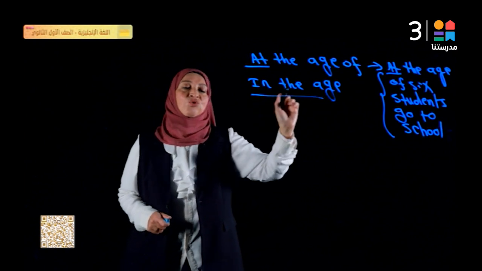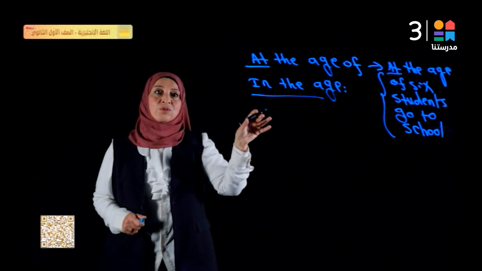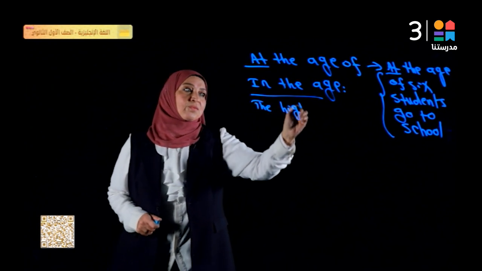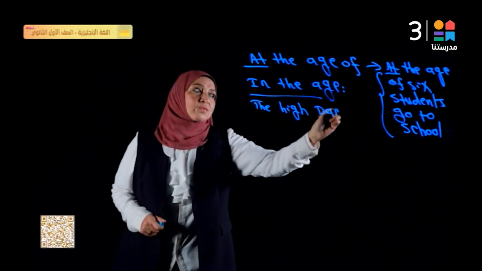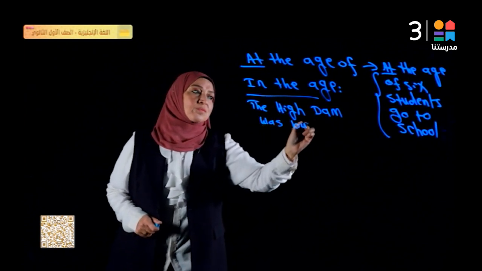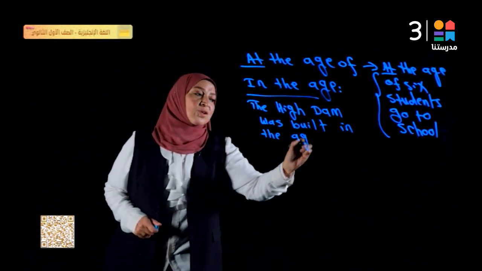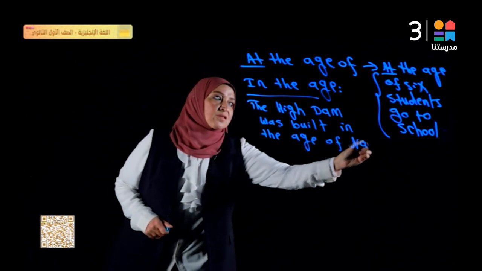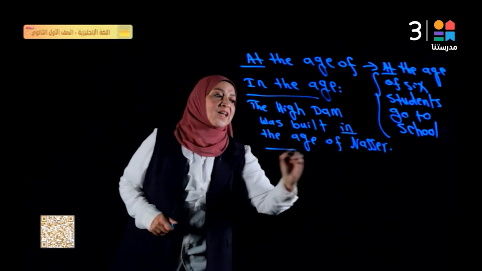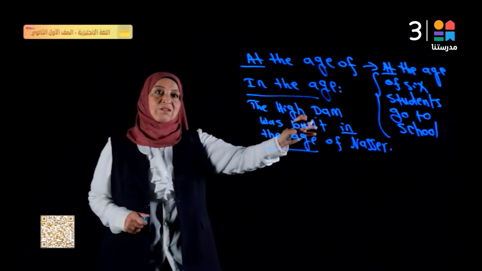What about in the age? When we say in the age, it means in the time, in this era, in this period of time. So we can say the high dam was built in the age of Nasser. So here we say in the age, not at the age. It means in this period of time it was built, in this era.